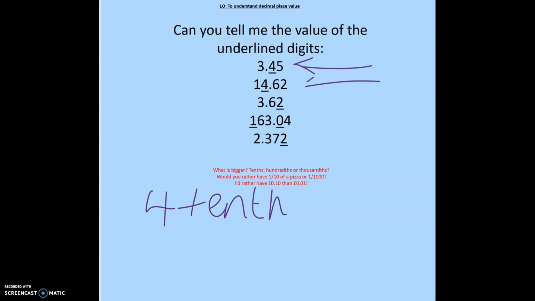In the next number, again, you can see the 4 is underlined. We have 14.62, and I know that the 4 is worth 4 ones. Can you pause the video and have a look at 3.62, 163.04 and 2.372 and see if you can work out what the value of each digit is?